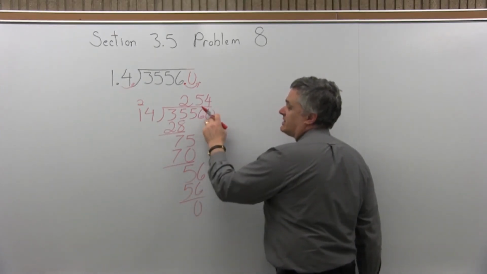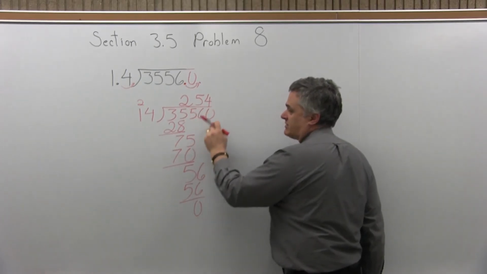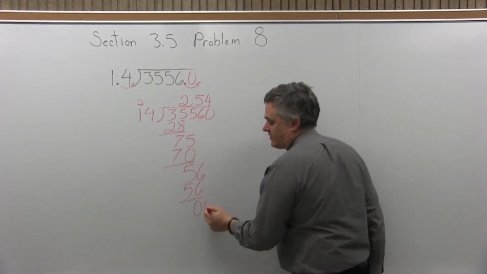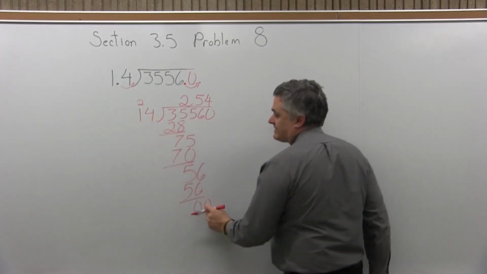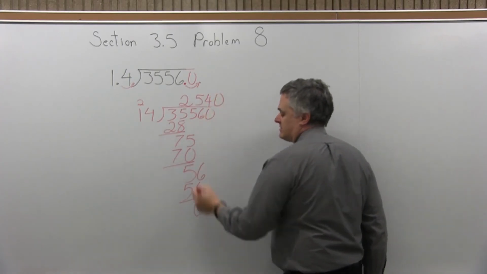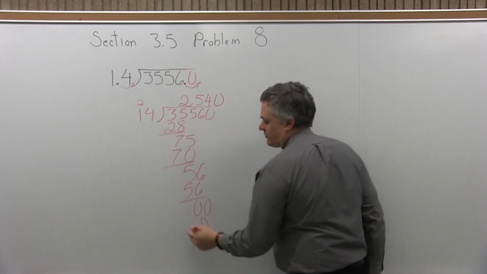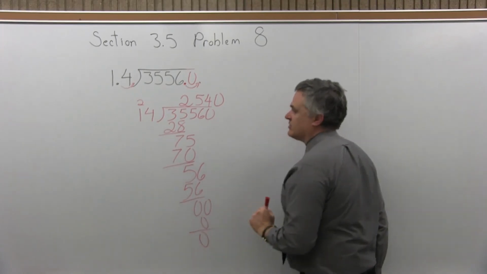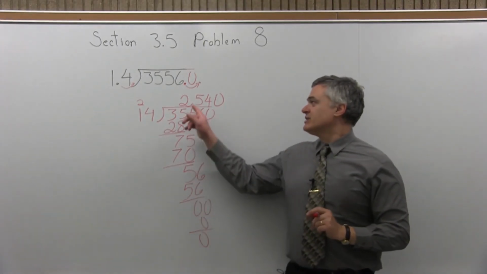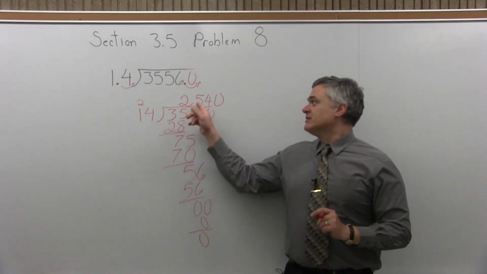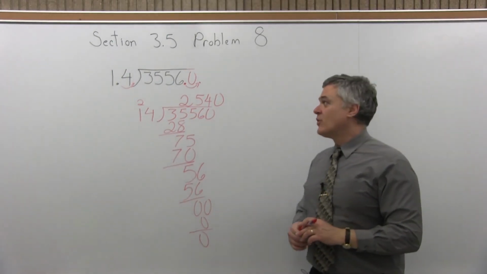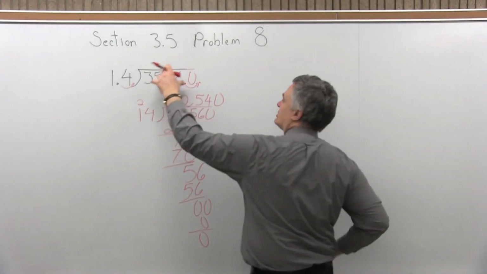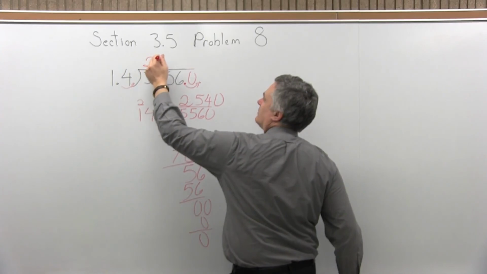Now, we're not done because there's still another 0. The last thing we brought down was a 6. You still have to bring down that 0. Now, 14 divides into 0 0 times. 0 times 14 is 0. We subtract. There's no remainder. So the final answer is 2,540. That's the answer to the original problem after we move the decimal.